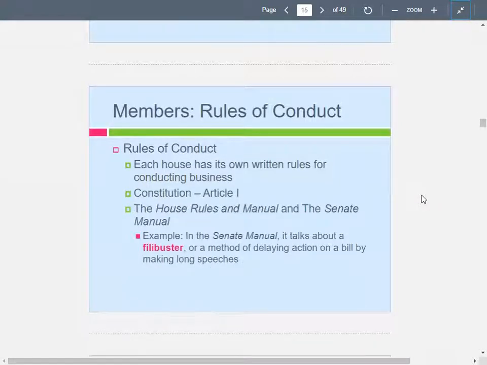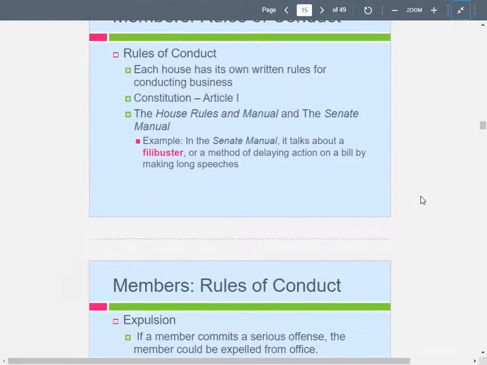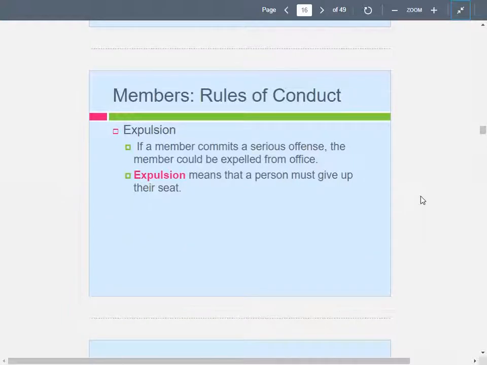Rules of conduct. Each house has its own written rules for conducting business. These are found in Article 1 of the U.S. Constitution and the House Rules and Manual and the Senate Manual. For example, in the Senate Manual, it talks about a filibuster or a method of delaying action on a bill by making long speeches. There's also expulsion.